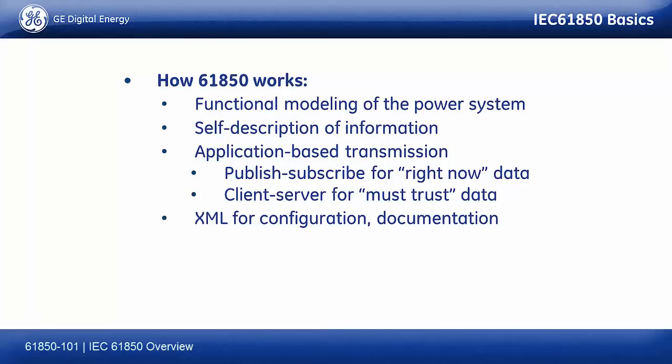And then there's application-based transmission of data. There's the publish-subscribe model for right now data that I want to get through and use immediately, and there's the client-server model for must-trust data, where I want to trust what's going on and that I'm knowing this data. Of course, I want to trust all the data, but publish-subscribe works on: I've got to have it right now. And client-server needs to happen now, but I need to make sure that it did happen.